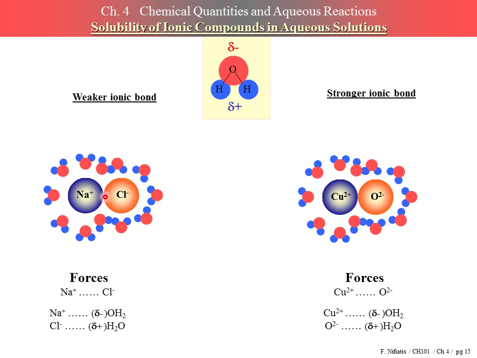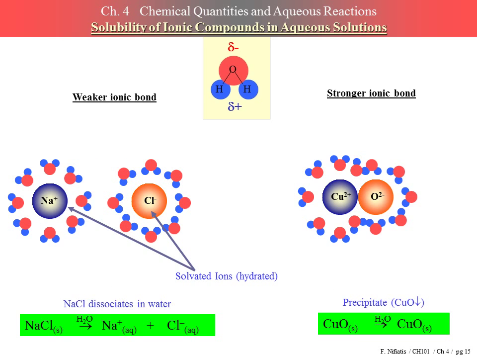Now, this is a weaker electrostatic interaction than the interaction that we have here. So, in the case of the weak electrostatic interaction, a weak bond, the water is going to get between those two and is going to separate them, break them apart. In that case, because the bond that we have between the copper 2 and the oxide is strong, the water will not be able to go inside.